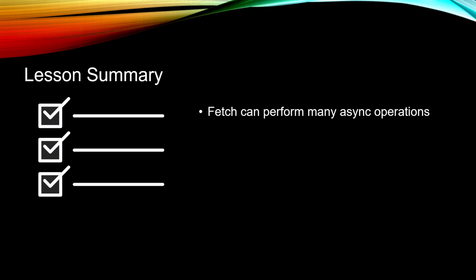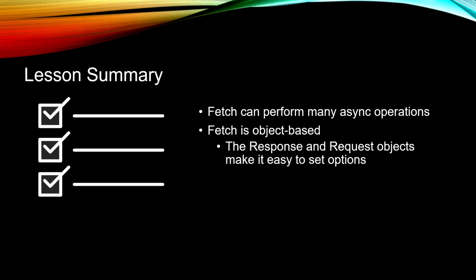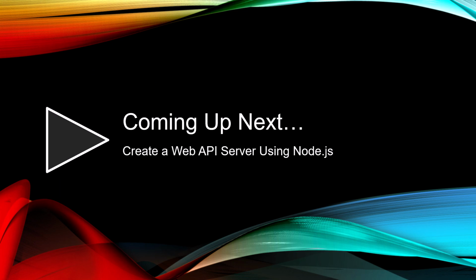So fetch can perform many async operations. It's object-based, which is really neat. So that response and those request objects make it very easy to set options. Fetch is promise-based, which again we like because then we're chaining those methods together. Coming up next, we're going to create a web API server using Node.js.